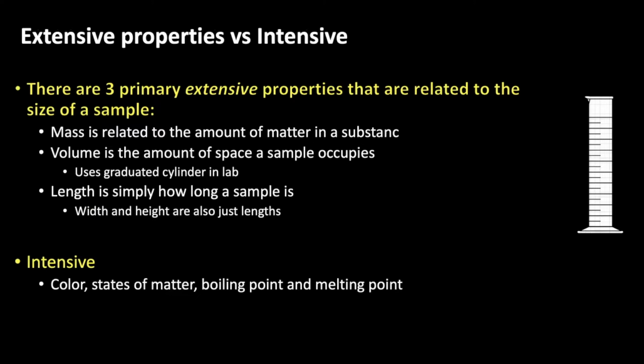Volume is the amount of space a sample occupies. We usually measure volume with a graduated cylinder in the lab. On the right, there's a picture of the graduated cylinder. And length, we usually measure with a ruler. And you might see units like meters or centimeters. Width and height are also lengths.